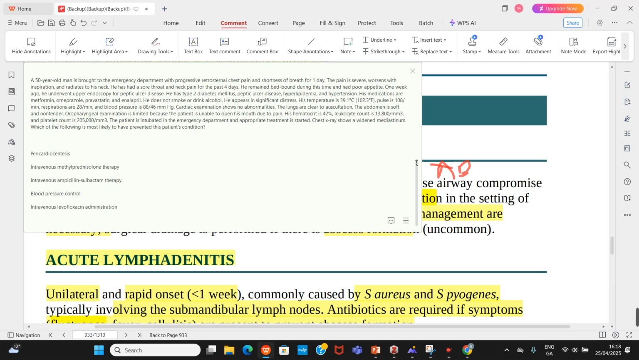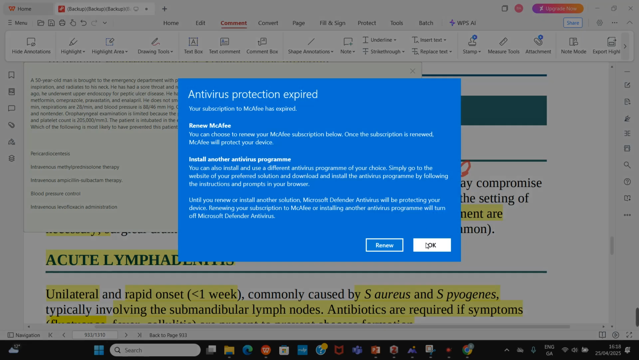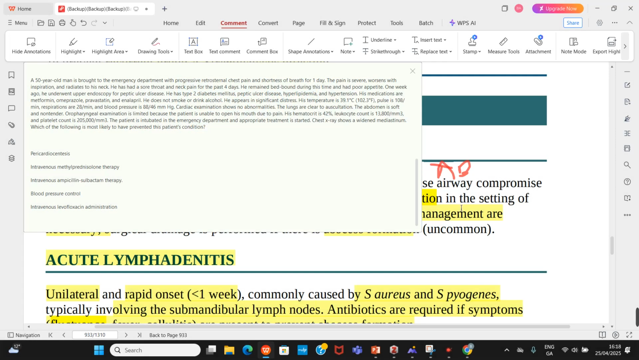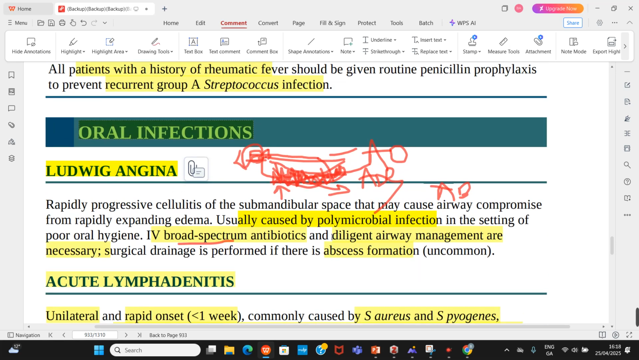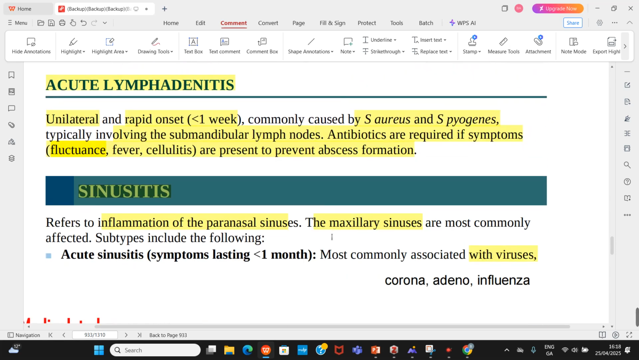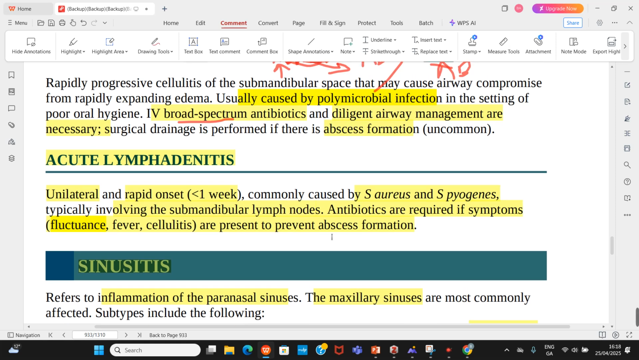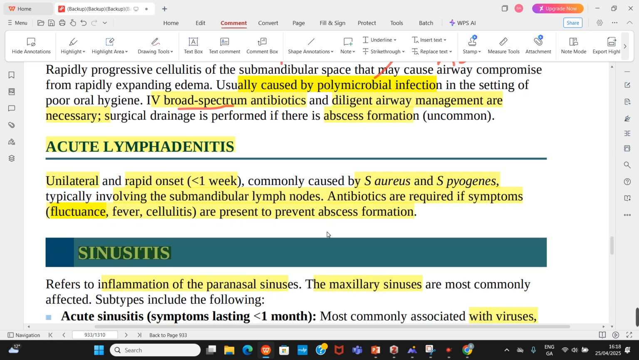What should have been done to prevent this in this patient? Anybody? Antibiotics. Which one? There are 2 antibiotics here. Which one did we see? Ampicillin-sulbactam. So that's the way to look at all those things. You just have to know what you are looking out for, and you'll be able to figure your way out.